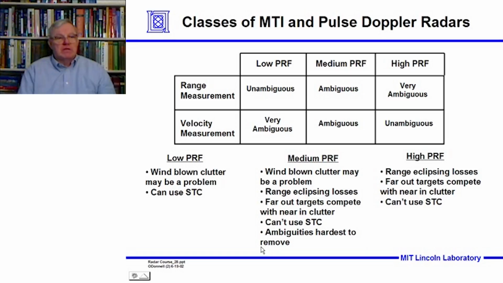And the ambiguities are the hardest to remove. The way we remove these ambiguities is sending out bursts with different constant PRFs and comparing what cells the targets are in in the different PRFs, and unravel the ambiguities that way. But that takes a lot more energy. If I could do the detection process with just one coherent processing burst, that would be fine. But in order to unravel the ambiguities, I have to send out 3 or 4 sets of those pulses.